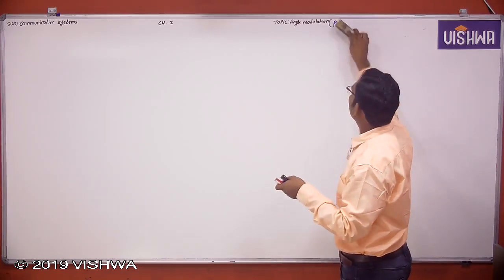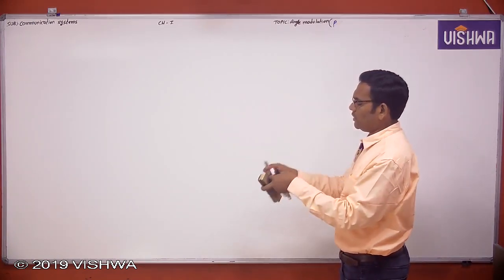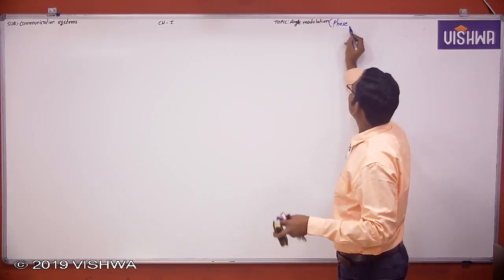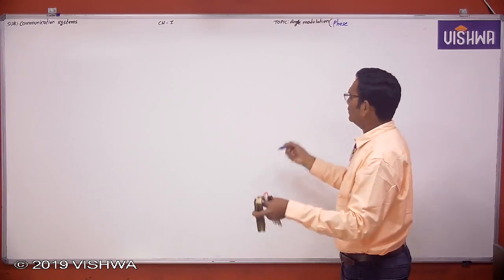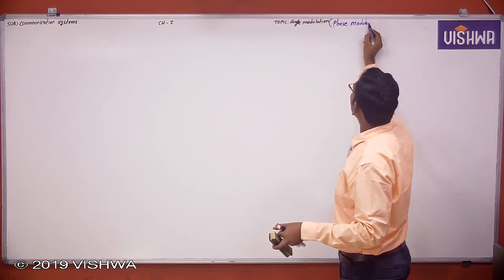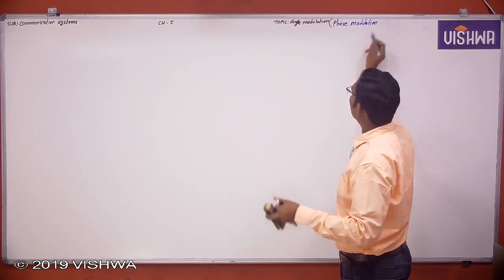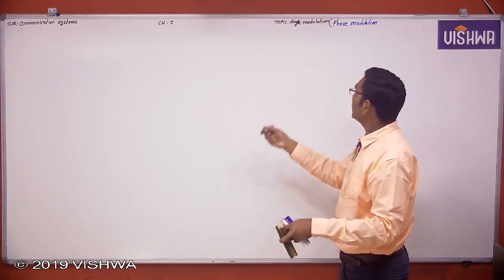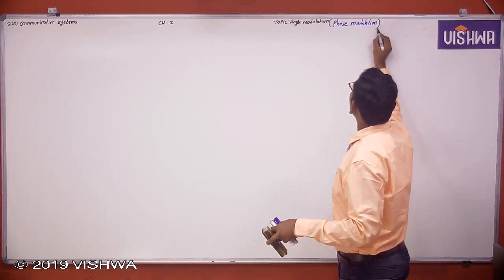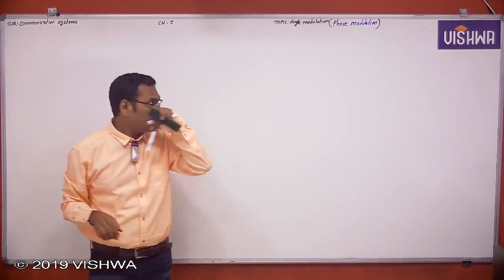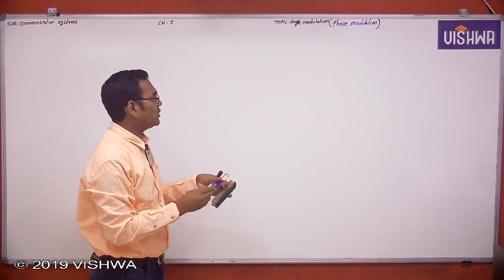You know why phase modulation and frequency modulation are called angle modulation? Why are these two called angle modulation? Because when frequency is changing, the angle changes, or when phase changes, the angle changes. You know that, right?